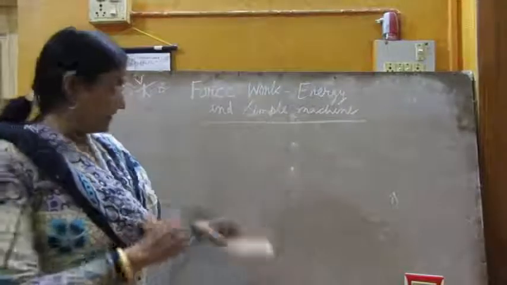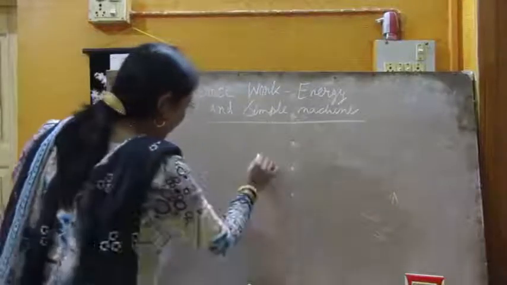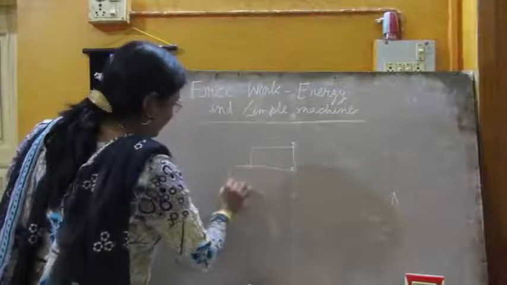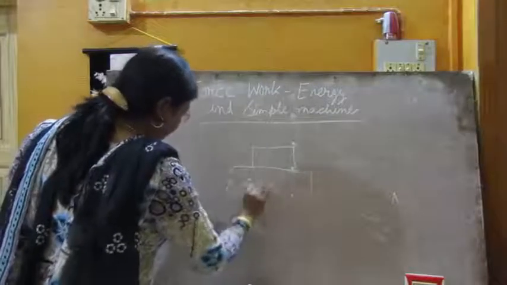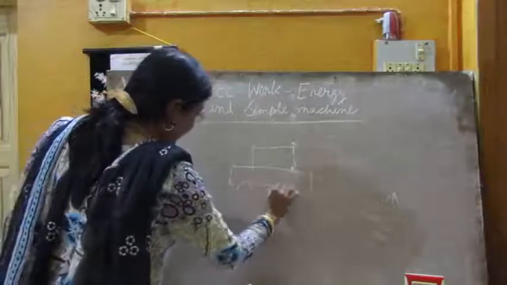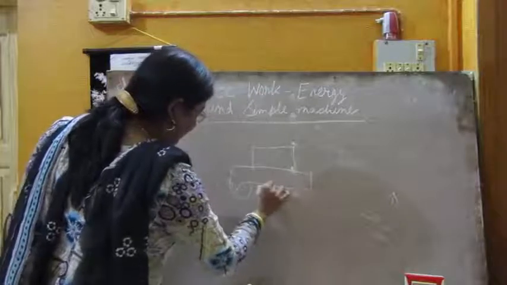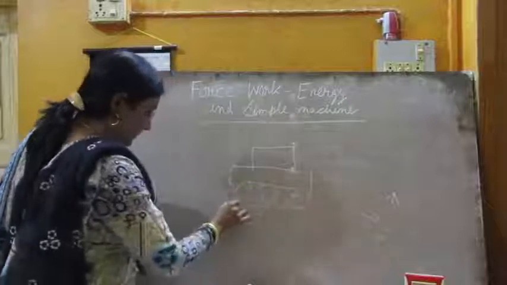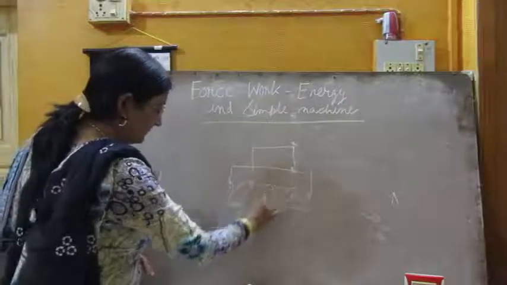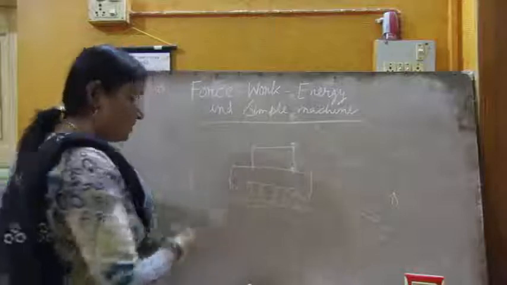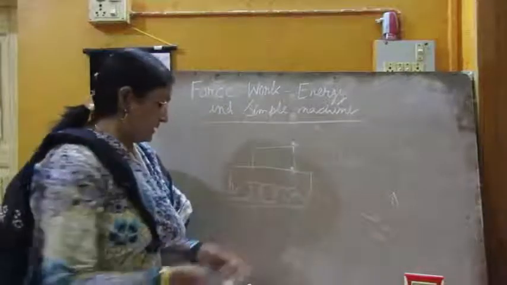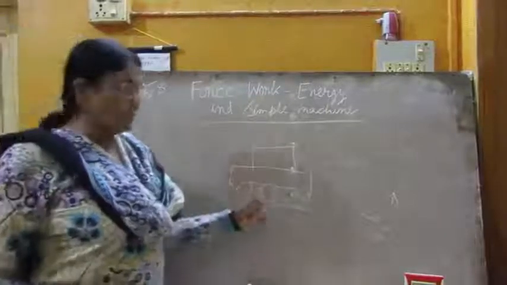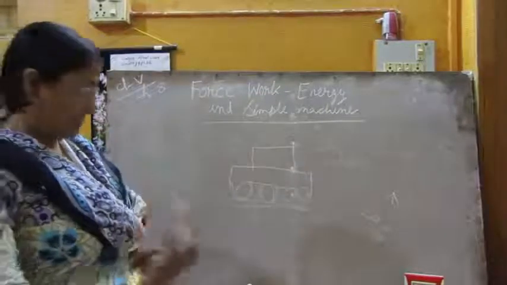tires of the vehicles. That means the vehicle's tire. These are the tires of the vehicles. Due to the friction between the road and the tire, continuous friction, the tire also goes out of order. So these are the troubles which the frictional force gives us in our regular life.